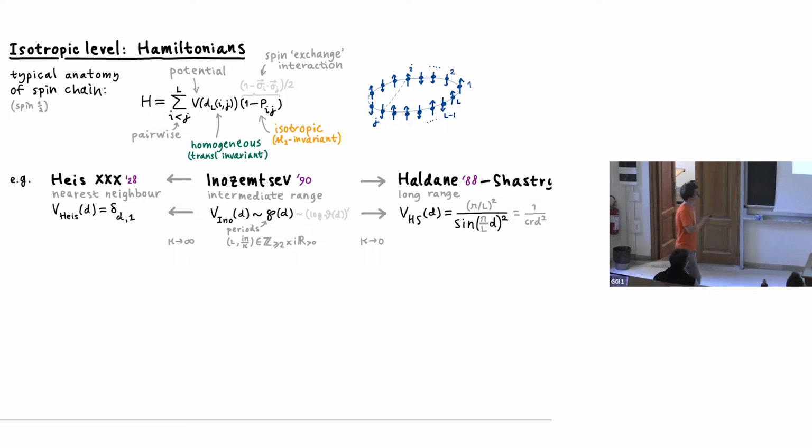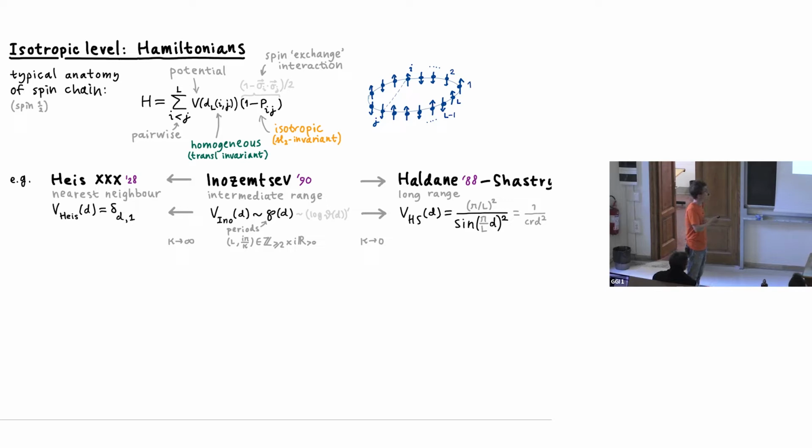Now, there is a more or less well-known intermediate spin chain here, which is called the Inozemtsev spin chain. So this was found by Inozemtsev, and it is rather more subtle than either of its limits, but it is an interpolation between the two. So the potential in this case is a Weierstrass P function. So it's an elliptic function.